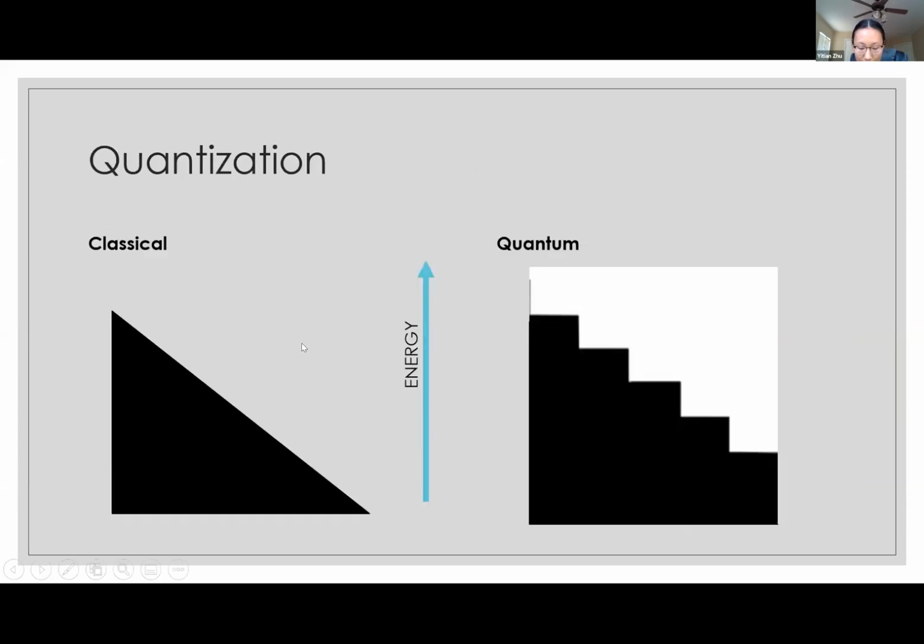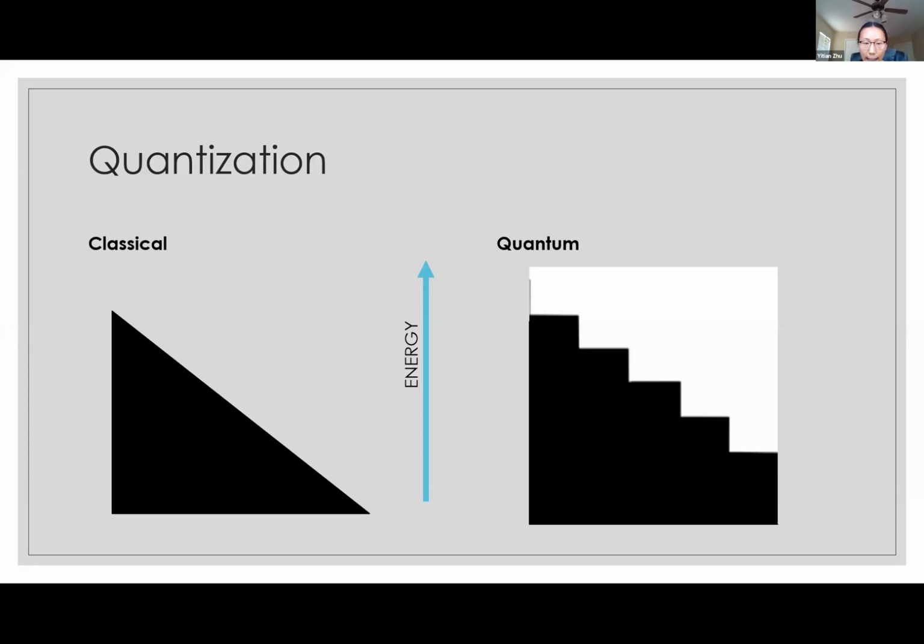So next slide. I'm going to use the analogy of a ramp and stairs to show you what quantization is. The first thing you need to know in this analogy is that the higher you are, the more energy you have. So if you're on the top step or at the top of the ramp, then you have lots of energy. And falling down the ramp or falling down the stairs releases energy.